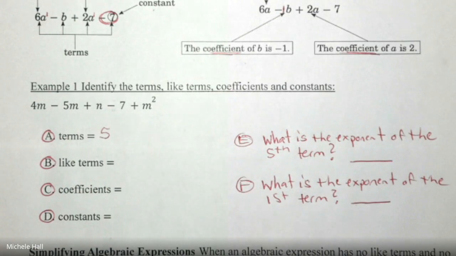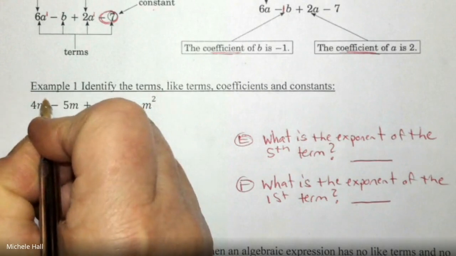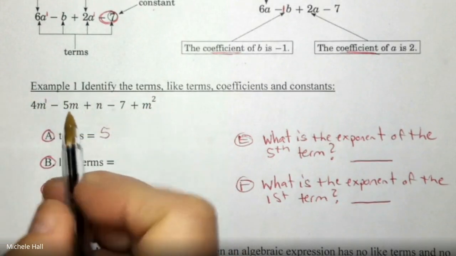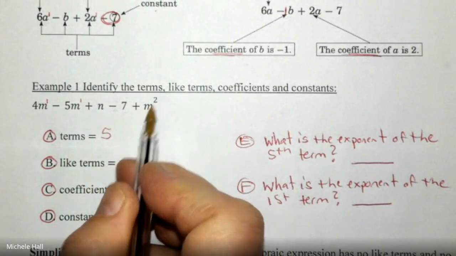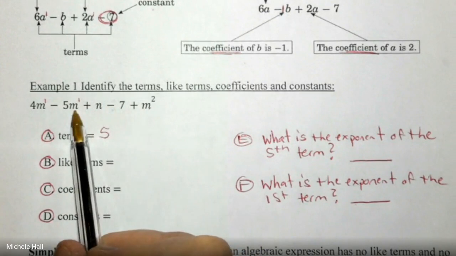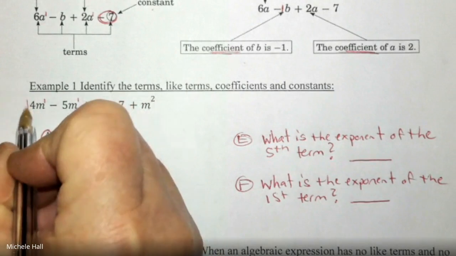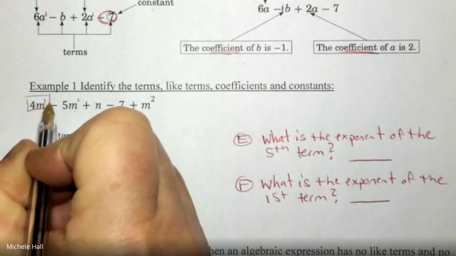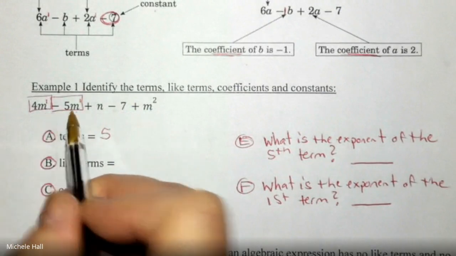How many of those 5 terms are like terms? Which ones could I combine together? I have an m. Are there any other m's to the 1 power? I see there's another m to the 1 power. I see m squared, m to the 2nd power. That is not a like term with m to the 1 power. Remember, they have to have exactly the same variable and exponent. And I see here that 4m and -5m. Those are like terms.